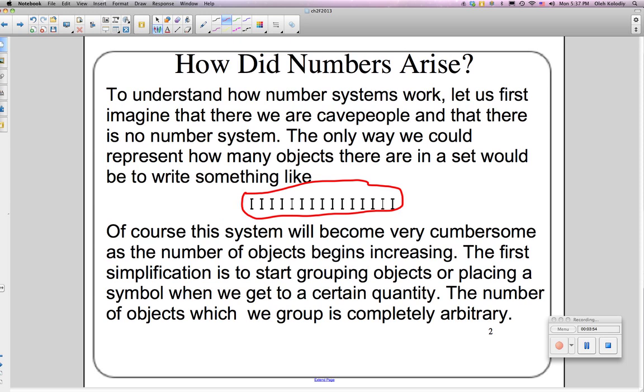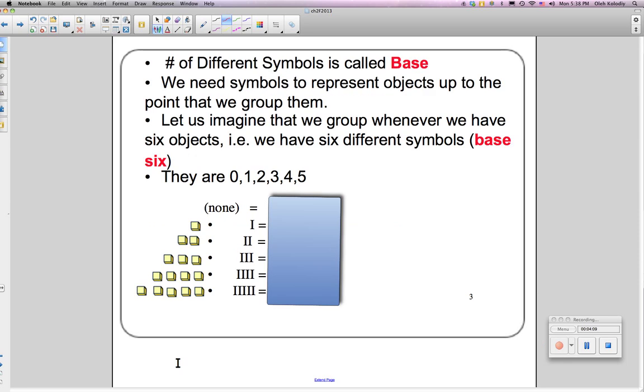So the first simplification is to start grouping things, or replacing a certain number by a symbol when we get to that quantity. The number of objects for which we group is completely arbitrary. The number of different symbols is called the base. And we need symbols to represent objects up to that point, and then we group them. As an example, let us imagine that we group whenever we have 6 objects. That is, we have what's called the base 6 system.